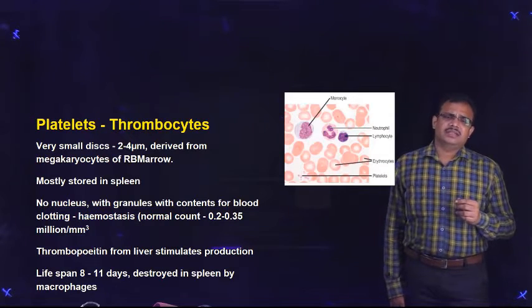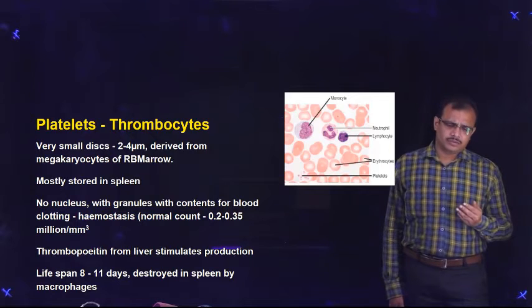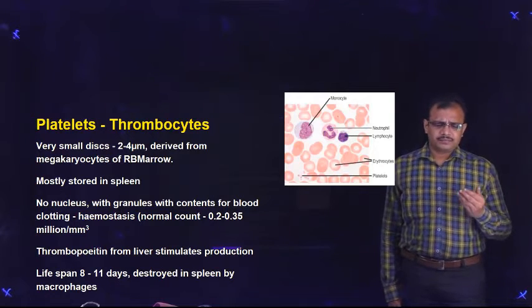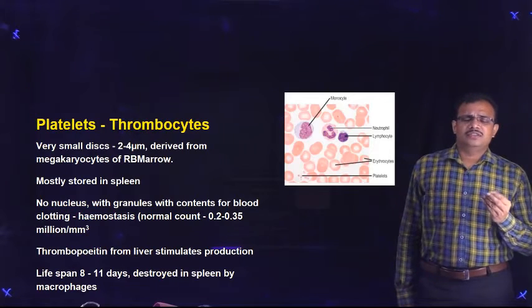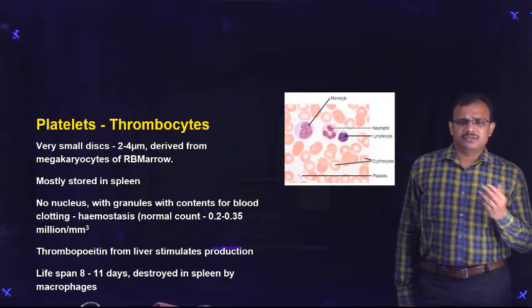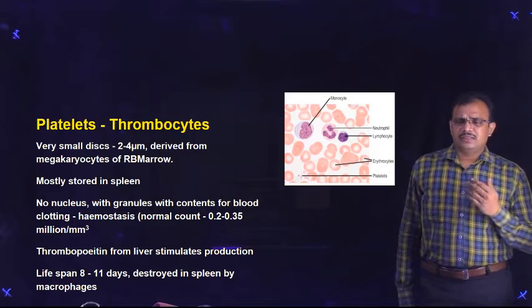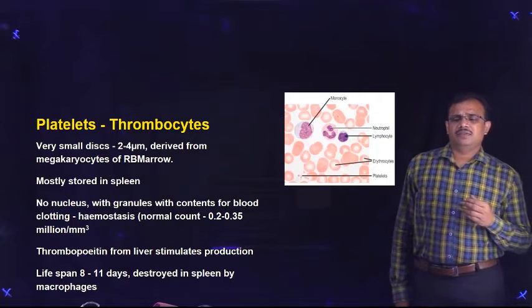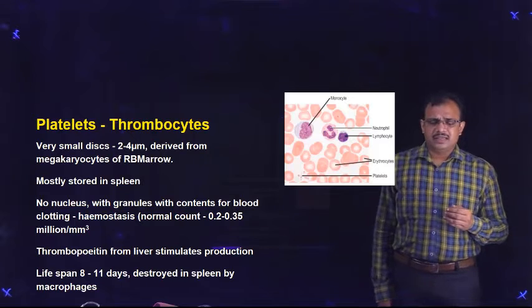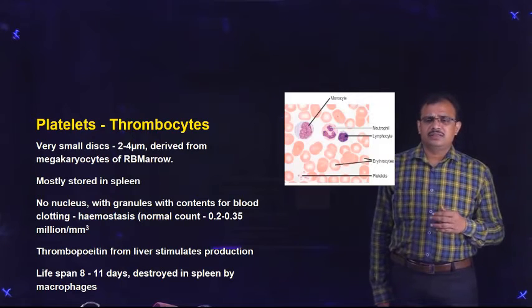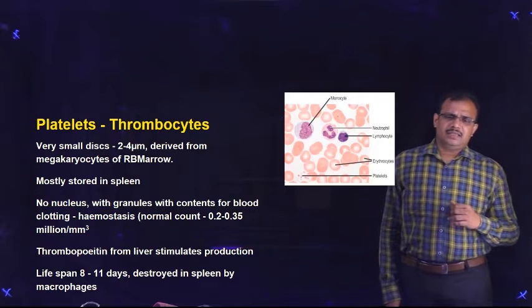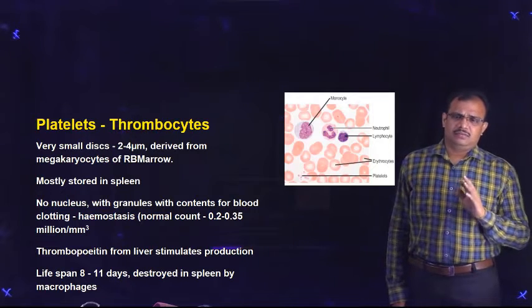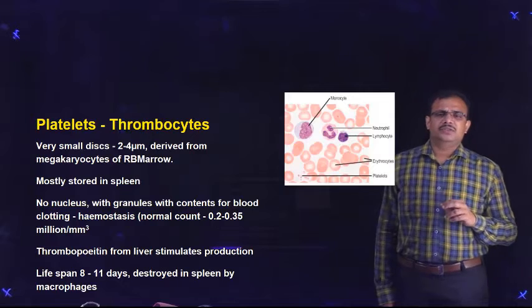We have seen the lifespan of red blood cells is approximately 120 days, whereas the lifespan of neutrophils is about 6 to 9 hours, whereas the basophils are short-lived, and thrombocytes live for about 9 to 11 days. They are also destroyed by the macrophages present in the spleen after the lifespan of that particular thrombocyte.